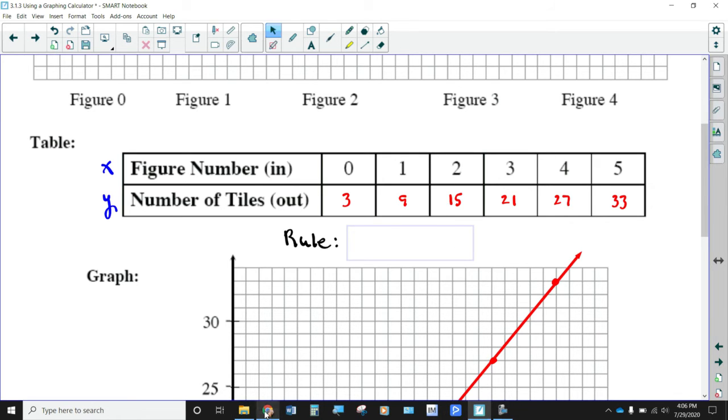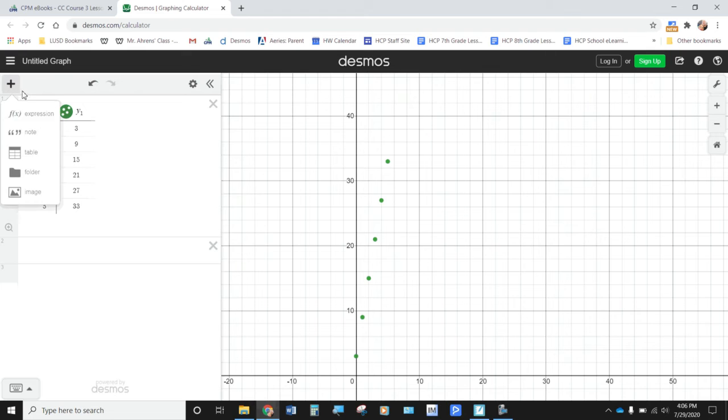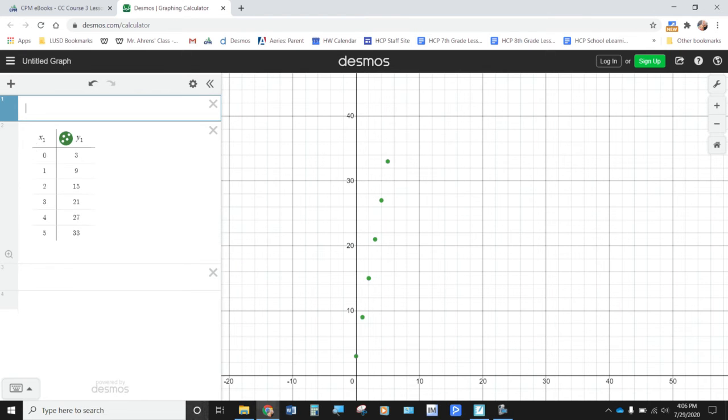So let me show you with the Desmos calculator how I can put in an expression, and I'm going to say y is equal to, let's just say, what would it be if it was x, ooh, y is equal to x, that's the line for y equals x, plus 3. All right, that's not our line, right?